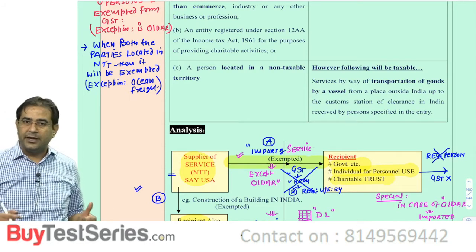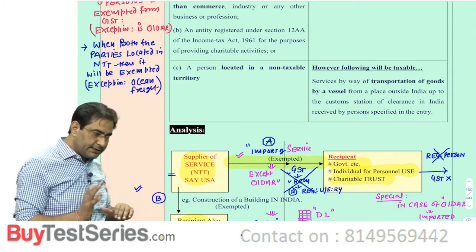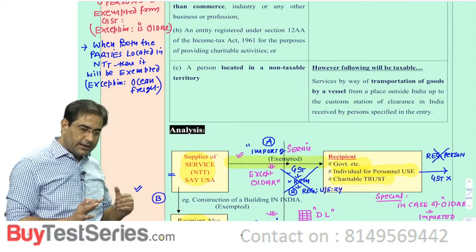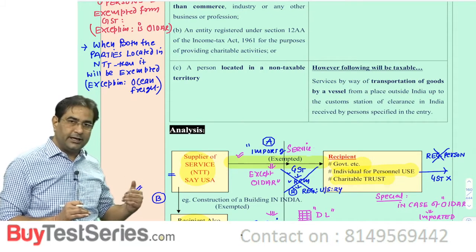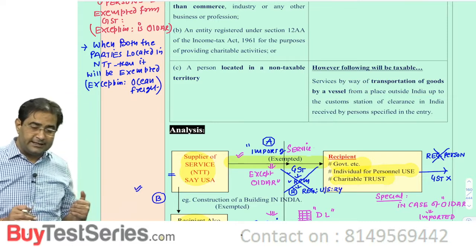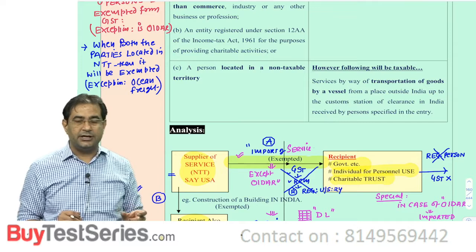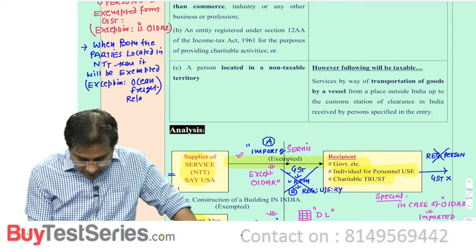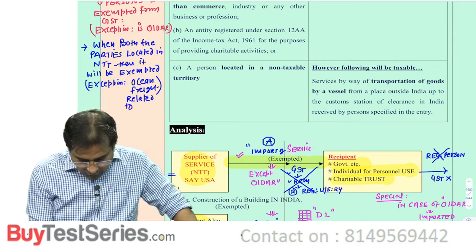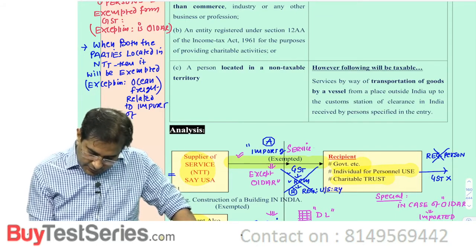Is it okay? Import of service by 3 specified persons is exempted except OIDAR, and when both the parties are located outside India, then it will be an exempted service, and one of the exceptions of this exemption is ocean freight related to import of goods. I hope it is clear to all of you.